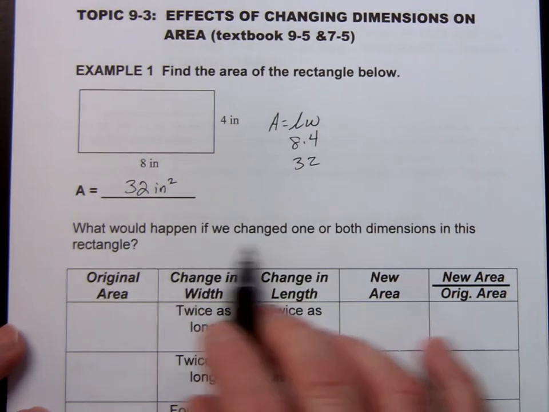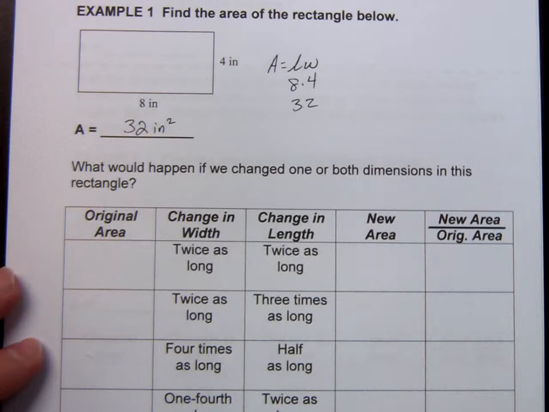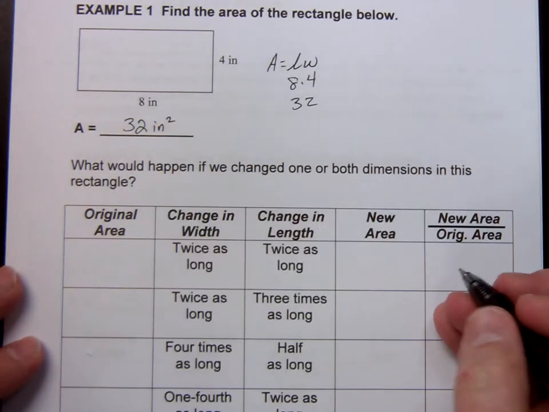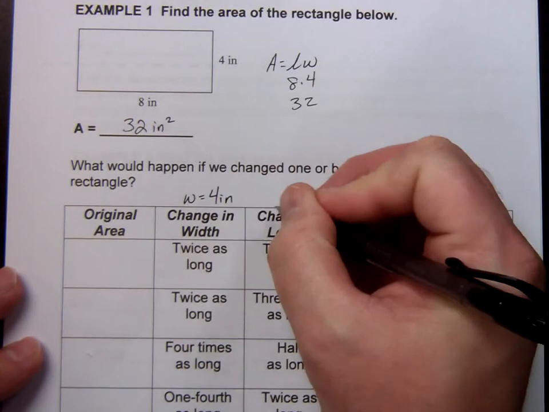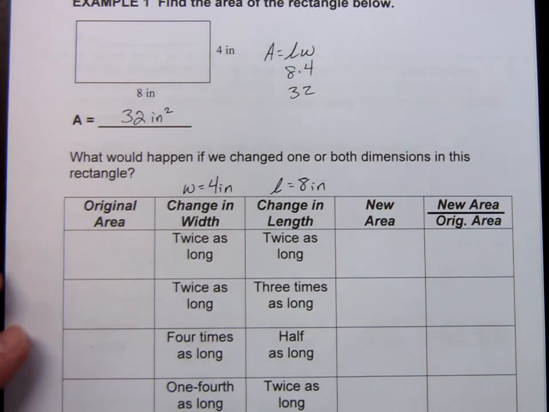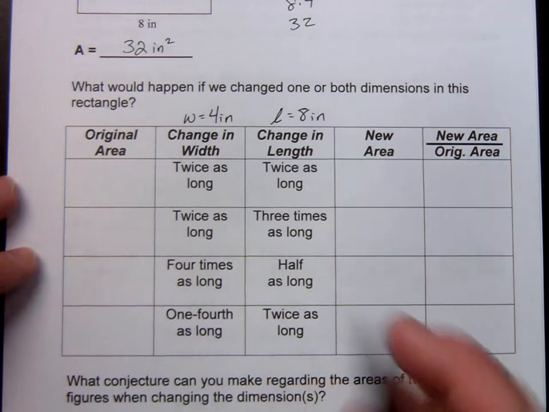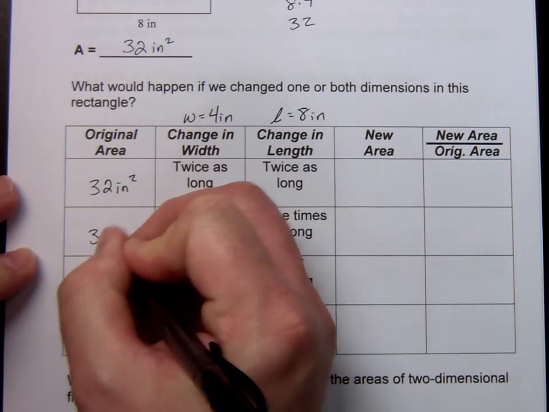All right, what would happen if we changed one or both dimensions in this rectangle? The original rectangle had a width of 4 inches and a length of 8 inches, and we're going to make some changes to the length and width and see how that affects the area. The original area was 32 inches squared, and we can just write that here on all of these.